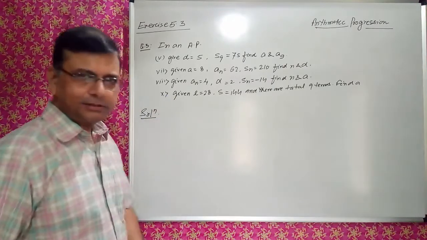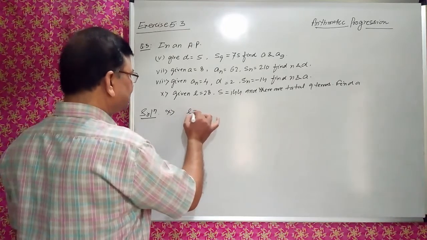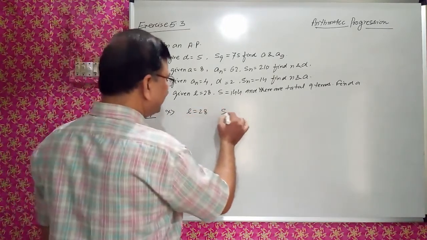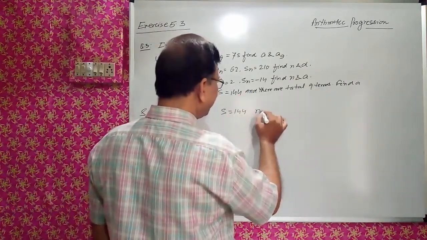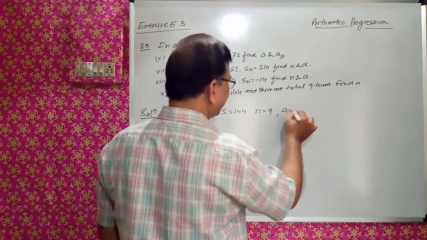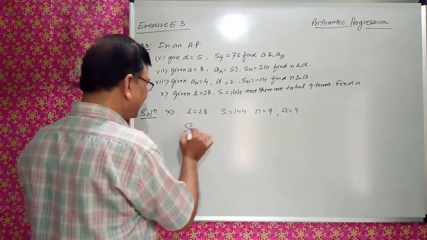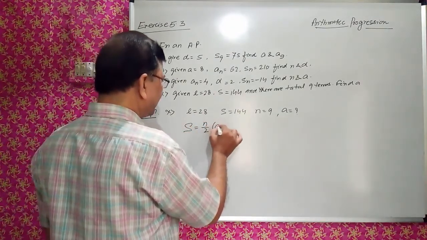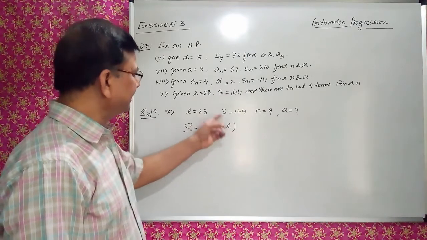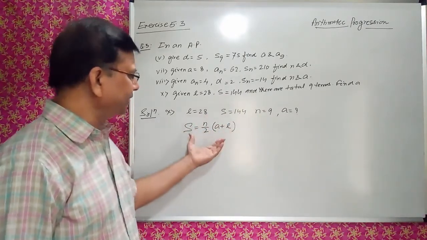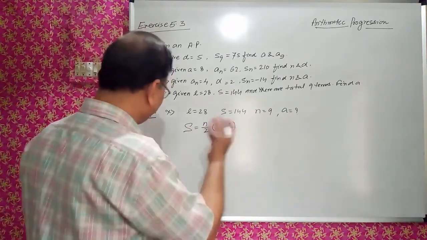Now the 10th part of this question, that is the 10th one. Given L is equal to 28 and S is equal to 144 and total number of terms is 9, means n is equal to 9. What is a? Because this question is quite easy, you can use the formula S is equal to n by 2 into a plus L. This you know. So see, L is given, S is given, n is given, you can find the value of a. I think this you can do. Still, it takes 1 minute to solve, then I will do it.